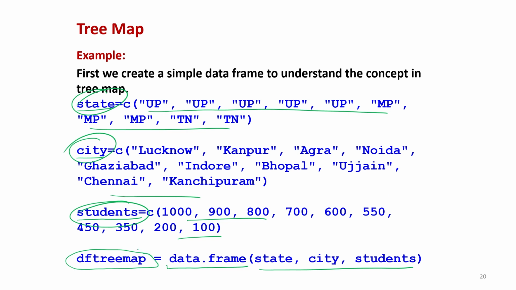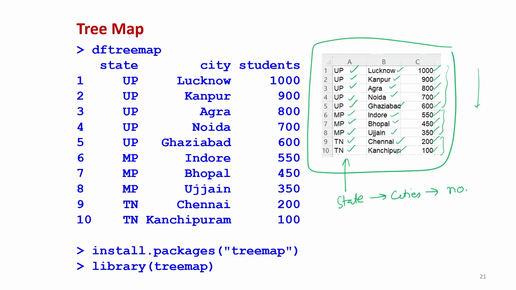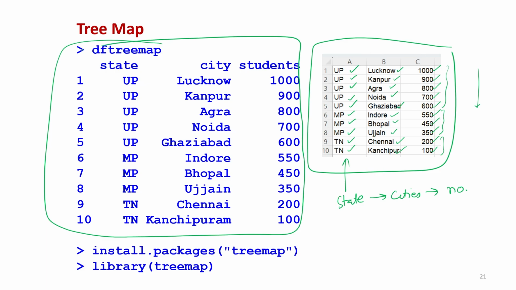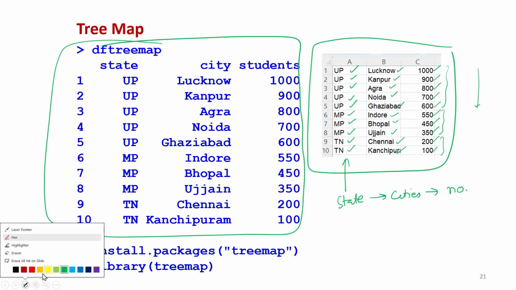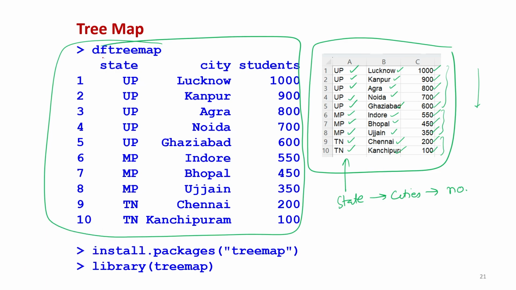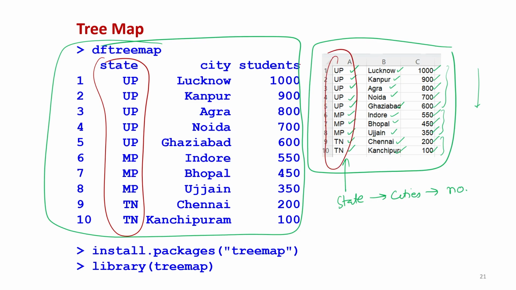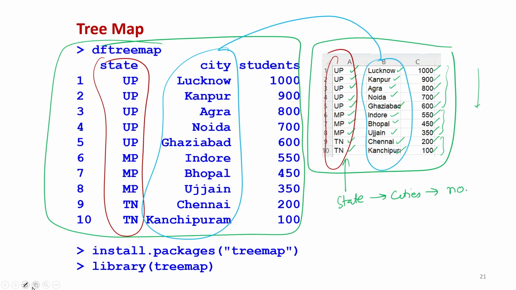So, that is the data frame for the tree map. This is how I am calling it. This data frame will actually look like this. You can compare here that this is the same thing. These are the states which are here, then you have the cities, and finally, in the third column, you have the number of students.